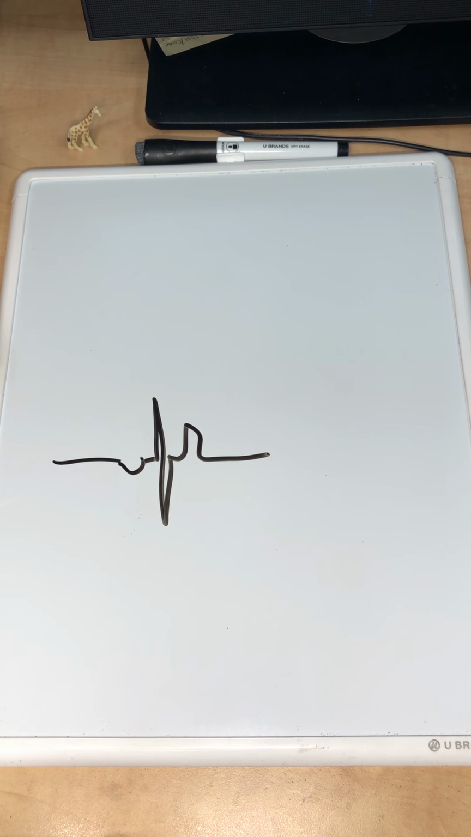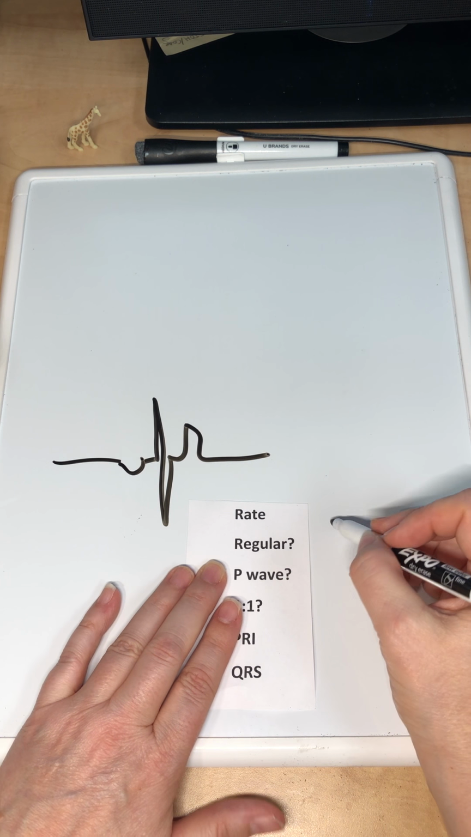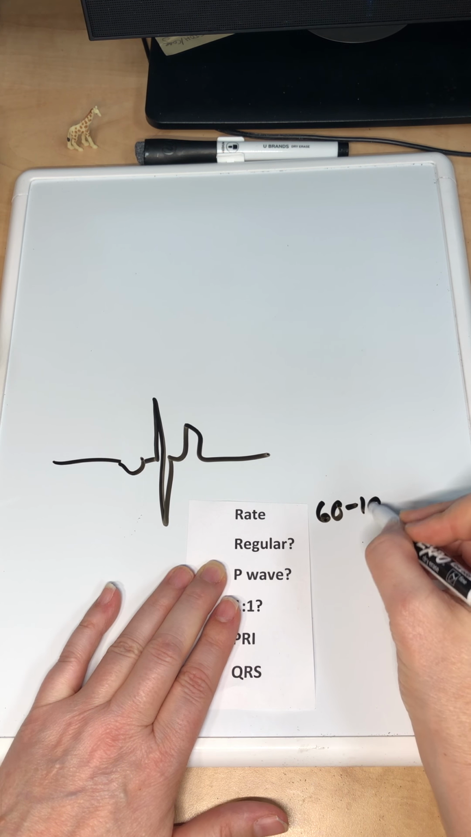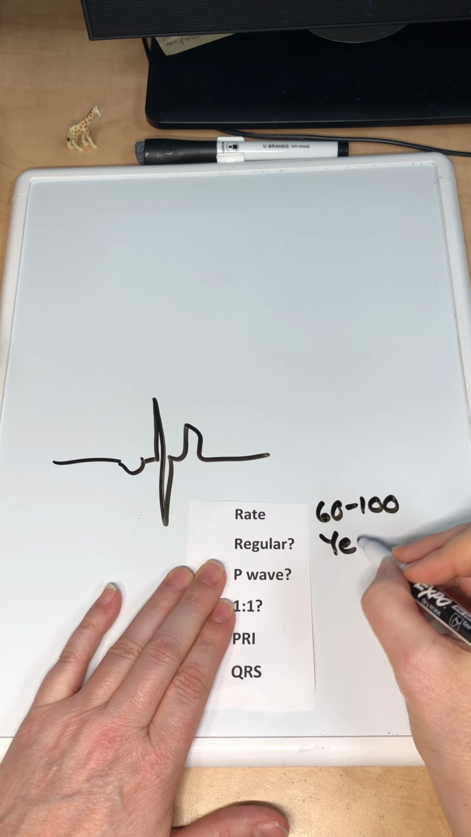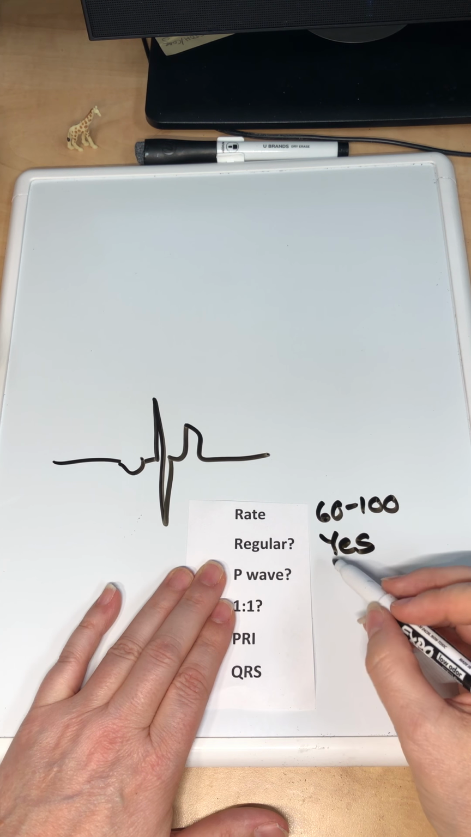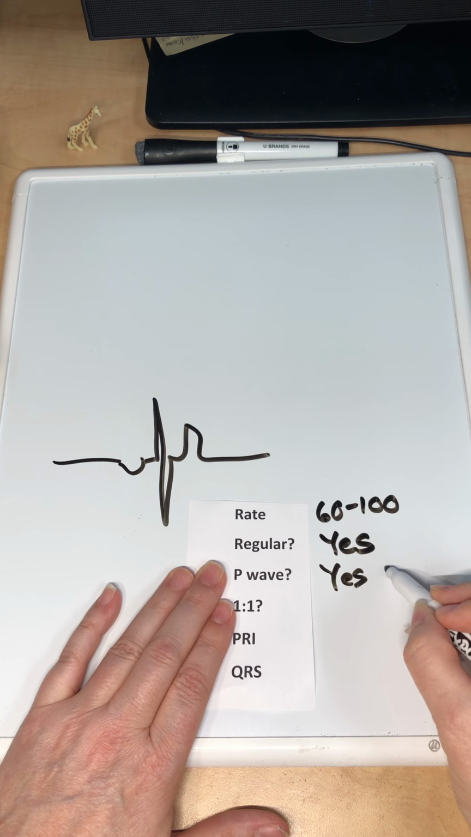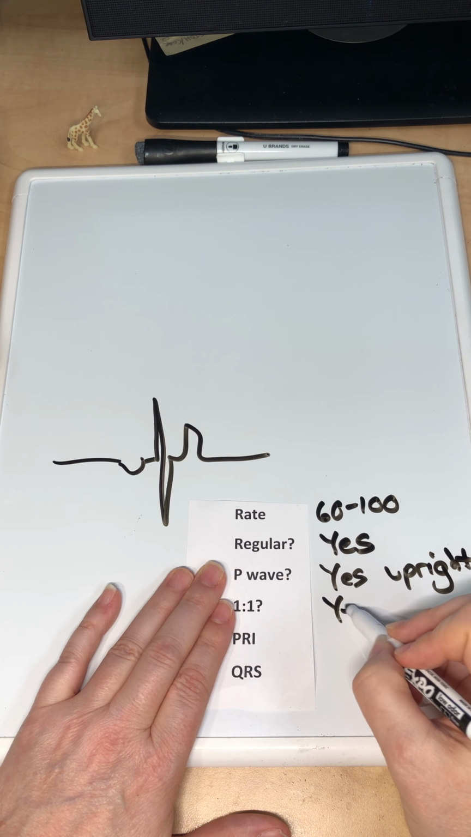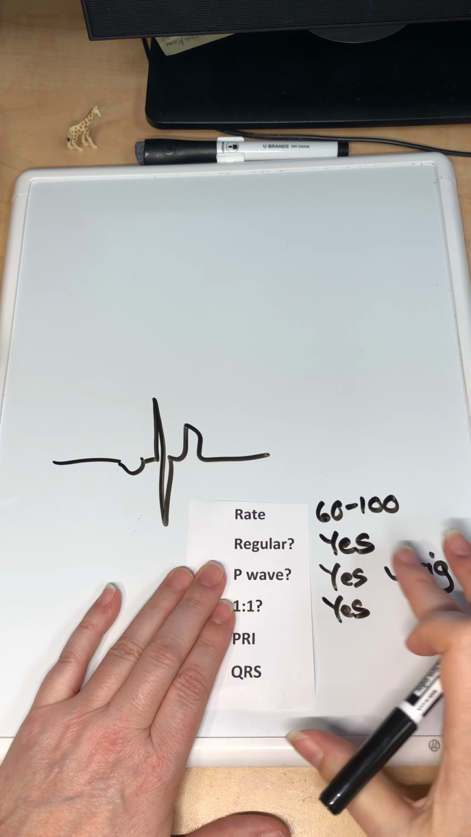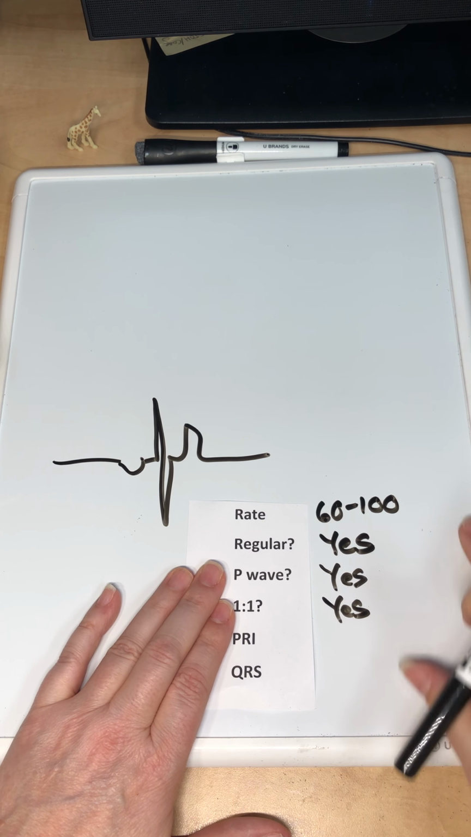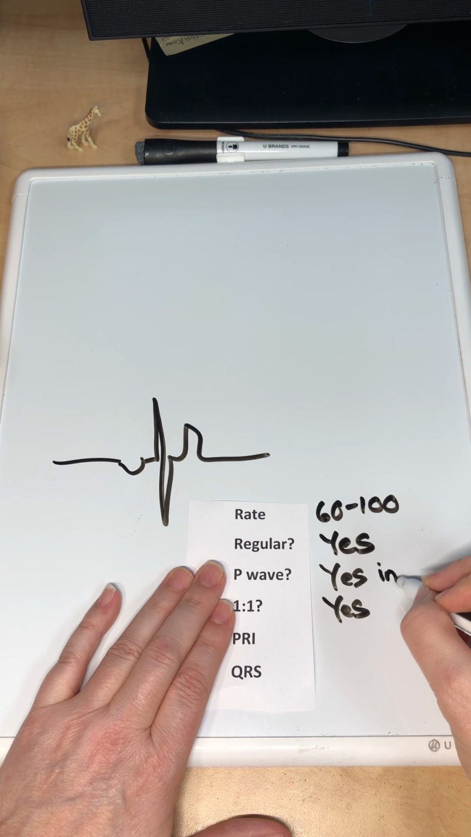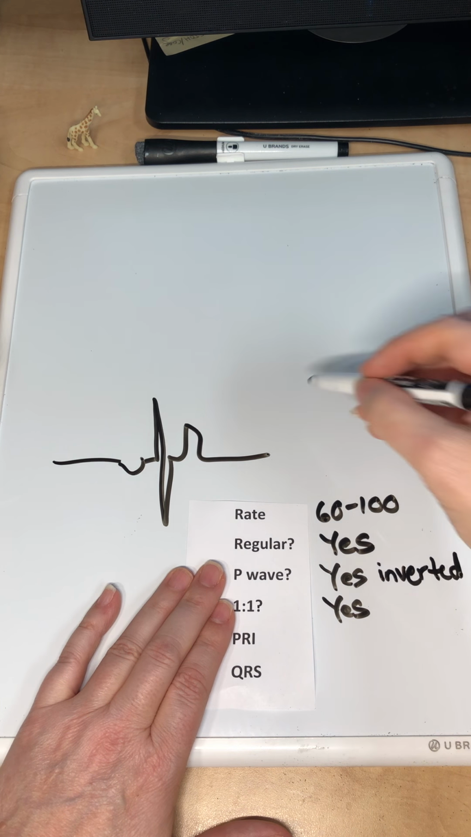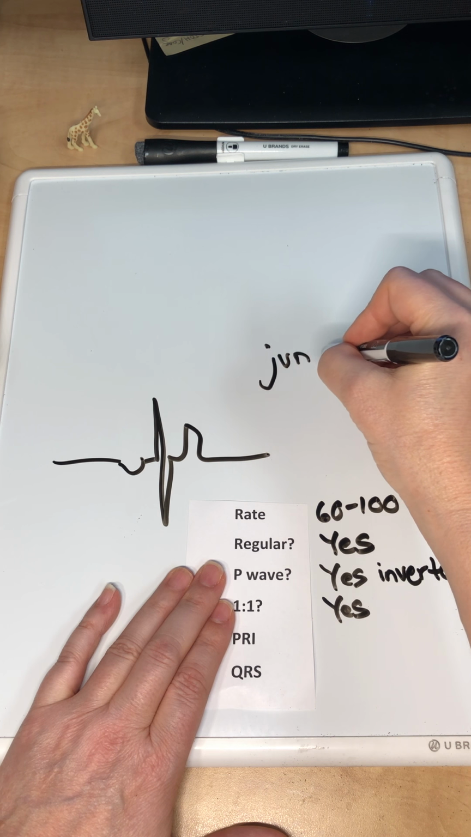And remember, with this, we wanted the rate to be somewhere 60 to 100 ideally. You want the rhythm to be regular. The P wave, you want it to be upright, right? That's what makes it sinus, if this is upright and it's 1 to 1. But what if it's inverted? You call this junctional.